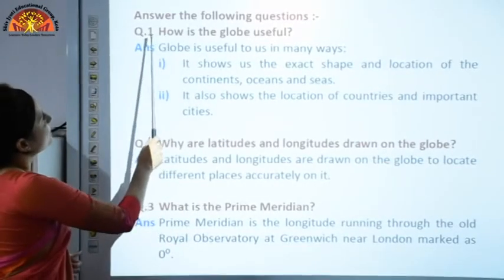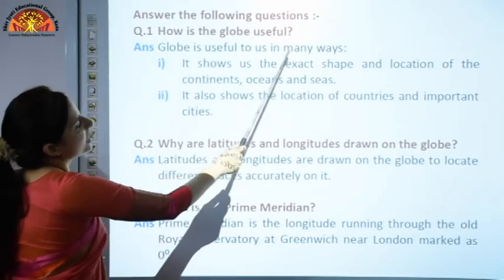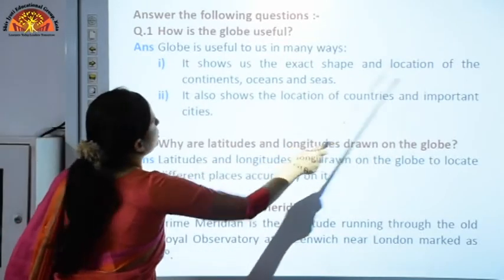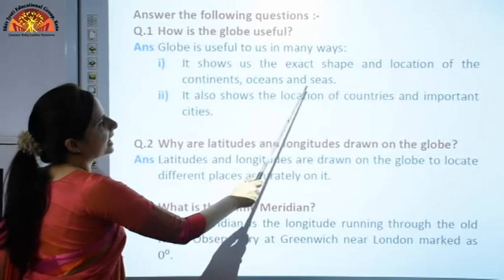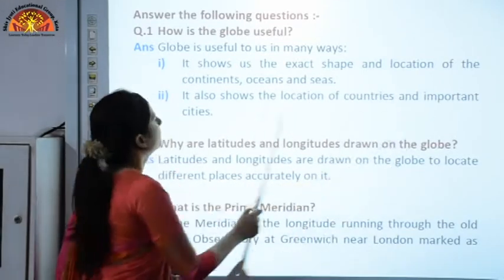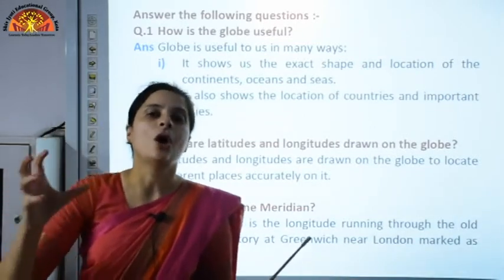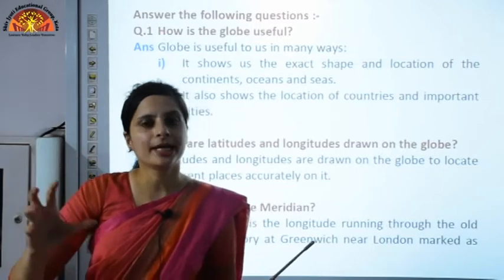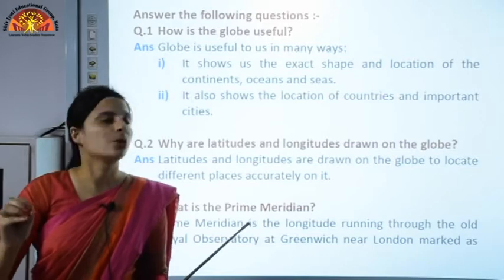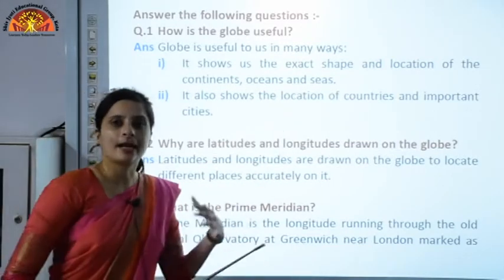Now question answers. Question number 1, how is the globe useful? Globe is useful to us in many ways. It shows us the exact shape and location of the continents, oceans and seas. It also shows the location of countries and important cities. Now as you know, the globe is a spherical model of the earth, so it very well displays the earth on a smaller scale, showing the accurate shape and location of the continents, oceans and seas, and also the countries and important cities.